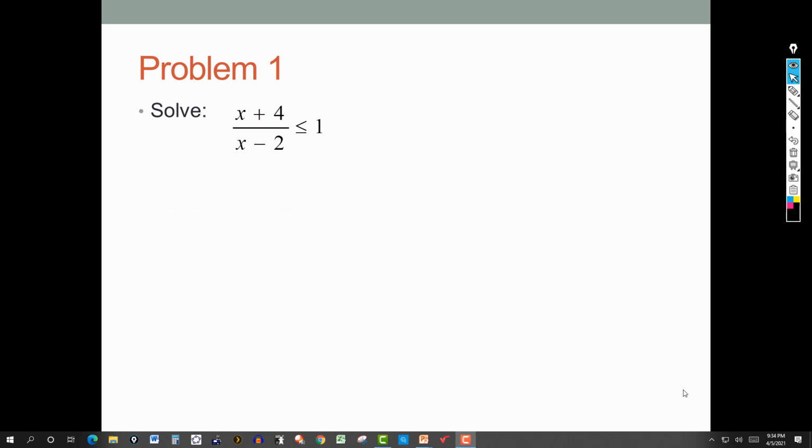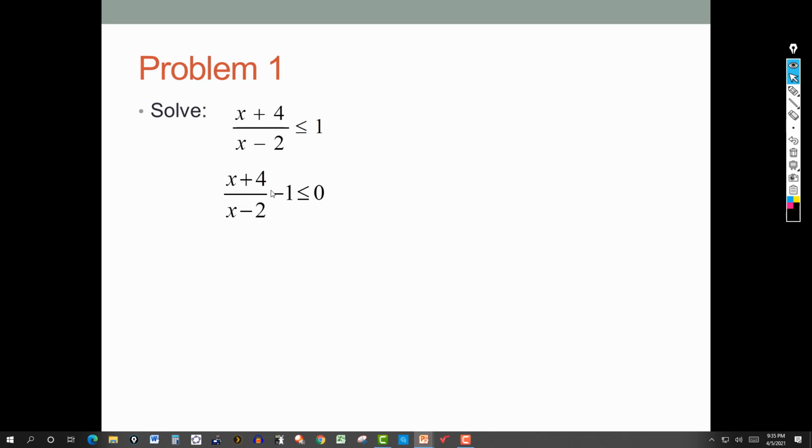So here's the first problem we're going to look at for this video. We want to solve x plus 4 over x minus 2, a rational expression, less than or equal to 1. Just like the other procedure I mentioned, one side should be 0. Usually it's going to be the right side. So we can do that by subtracting 1 from both sides. If we subtract 1 from the right side, we get 0. Subtract 1 from the left side, we get this expression here.